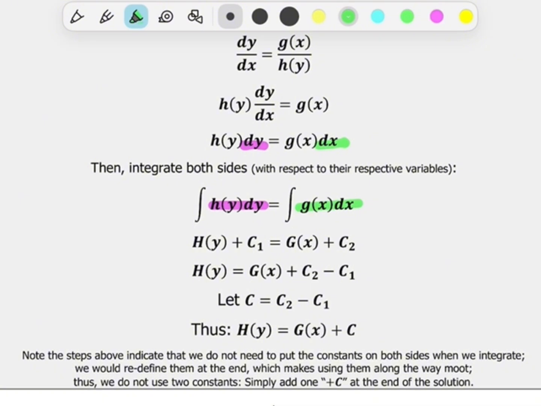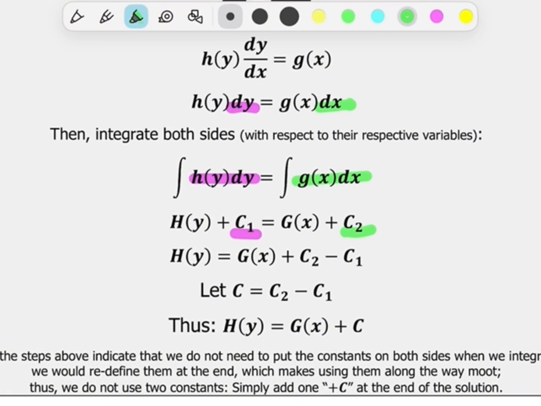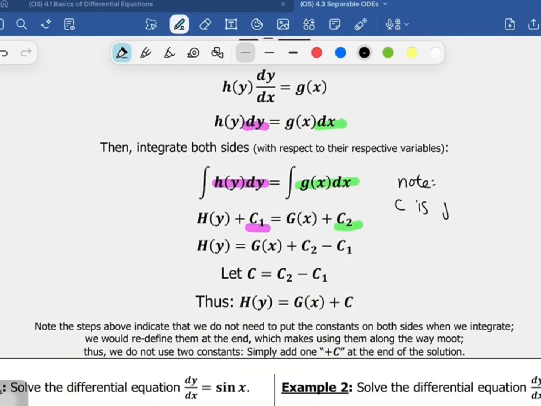So we can see here, after we integrate, we end up getting this plus c1 on the left and c2 on the right. So if we're trying to solve for h of y, we have h of y equals g of x plus c2 minus c1. C is just a constant.